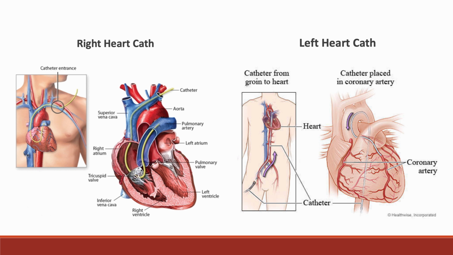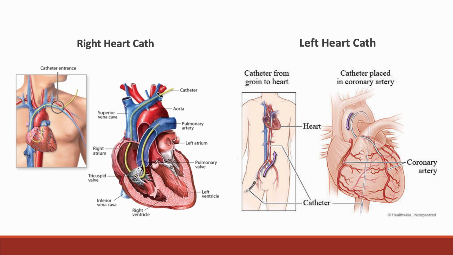So the right heart cath is shown here on the left side of the screen, where we go in through the vein, usually in the groin, and put the catheter into the right heart, and we measure the pressures there, and we check the cardiac output.